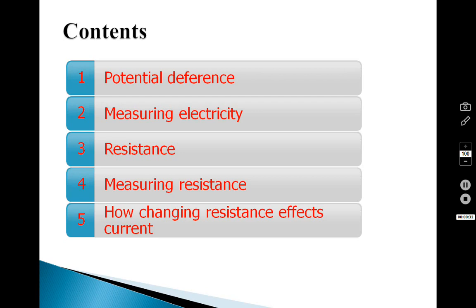So we will start first with potential difference, and number 2, measuring electricity, how we could measure electricity. Number 3 is the resistance, measuring resistance, and then we will look at the relation, or how changing resistance affects the current. If resistance is changed, what happens to the current?